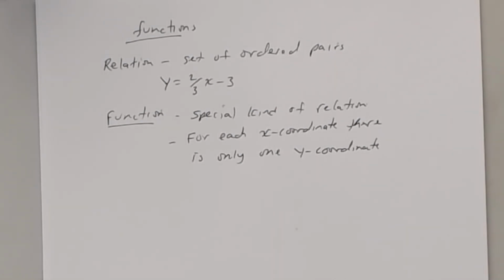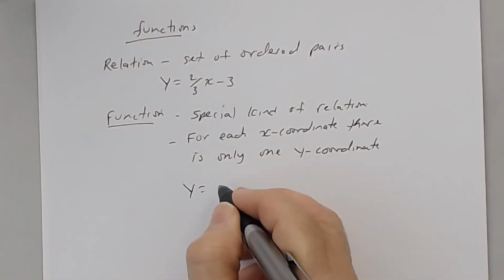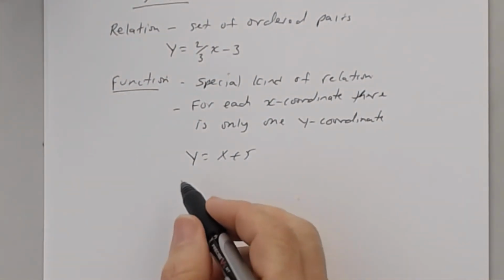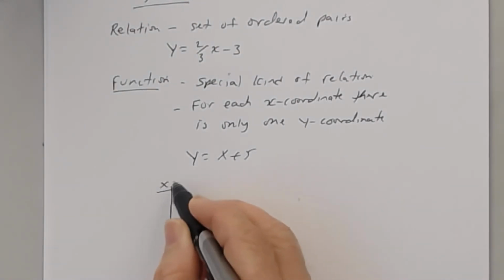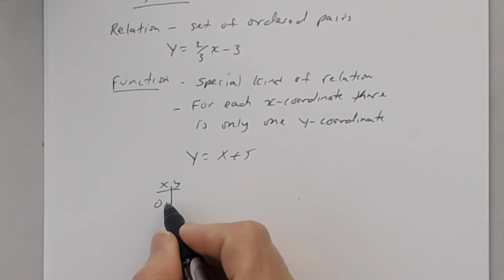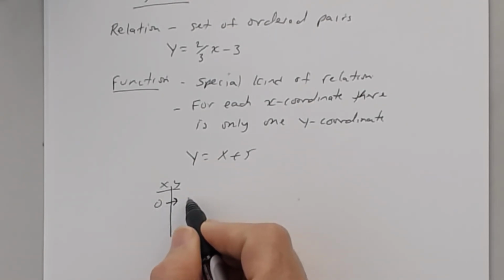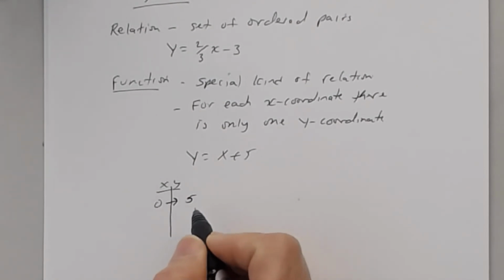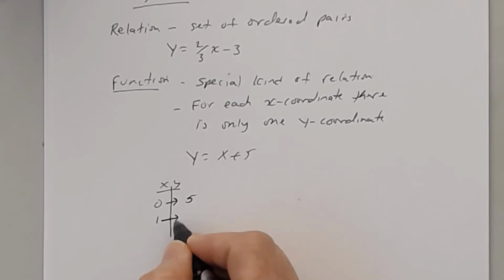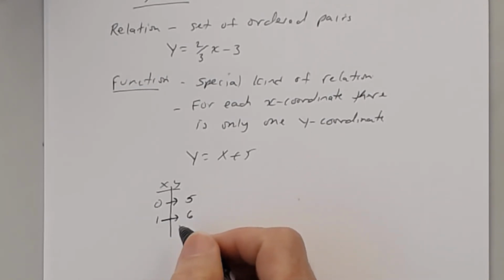Just one. Okay? So for example, let's suppose we had y equals x plus 5. I'm going to do a t-table just to show you, so that's going to help you with understanding this. If x is 0, what is my y value? 5. So when x is 0, how many y values did I have? Just one. When x is 1, what's my y value? 6. Was there any other y value when x is 1? No.